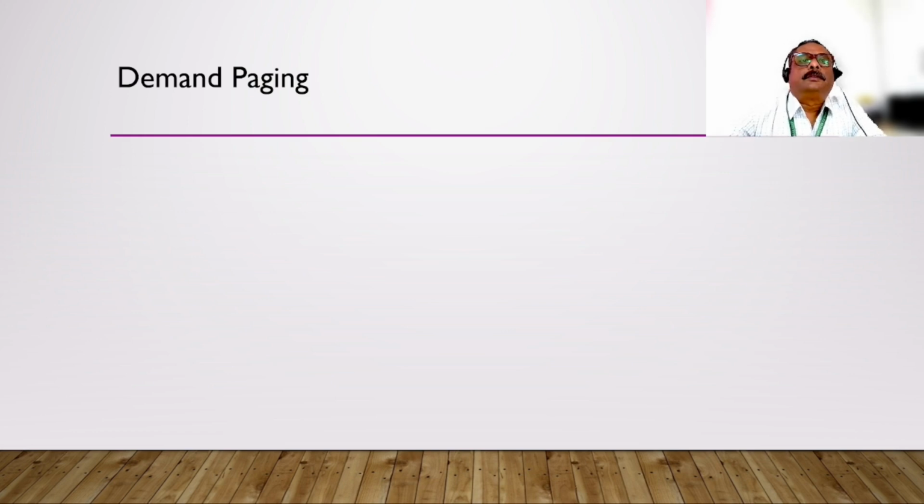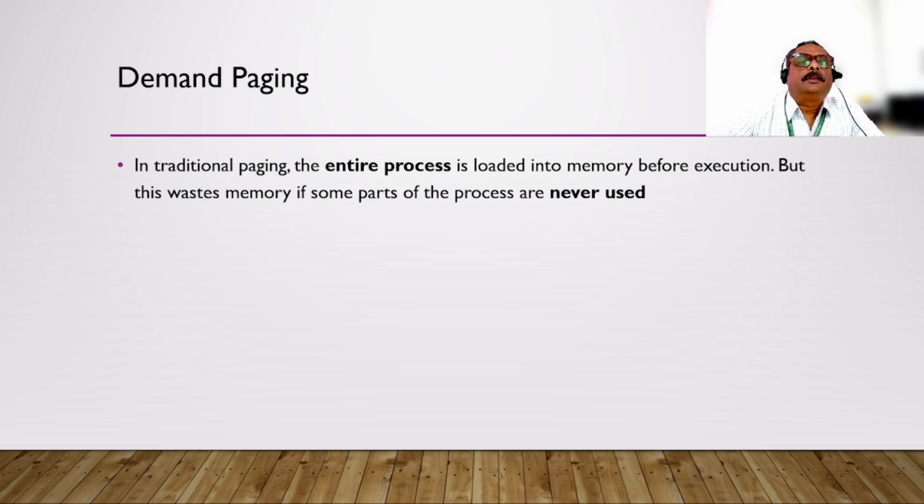Hi friends, welcome back. The next topic in our discussion is demand paging. In a traditional paging system, the entire process is loaded onto the memory before execution. So if a process consists of n pages, then all n pages are loaded onto the memory before we begin execution. But this is going to cause a lot of wastage.